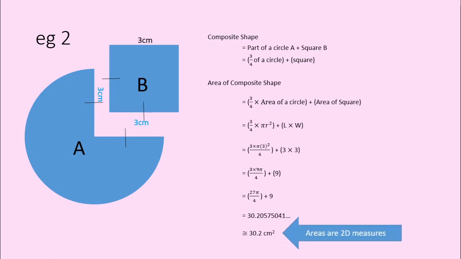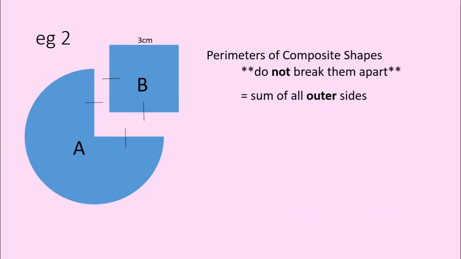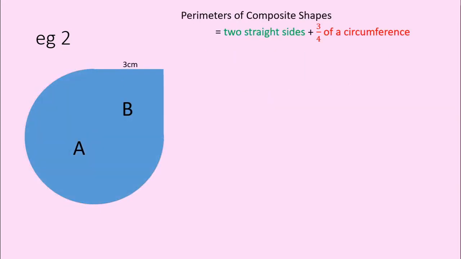That's 30 centimeters squared. To work out the perimeter of the shape, remember we don't want to break it apart because we don't want to add in these extra side lengths because they are not outer side lengths of the shape. So let's put that back together. The sum of all the outer sides is going to be 2 straight sides. That's these ones here, which are 3 centimeters and 3 centimeters, plus the 3/4 of the circumference of the circle.